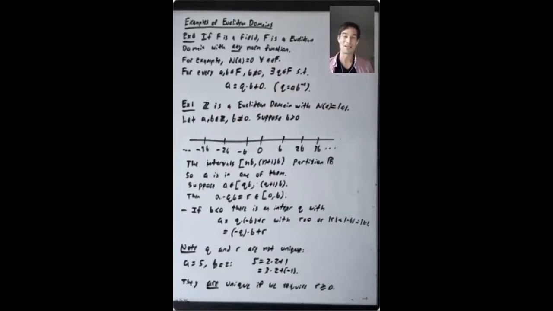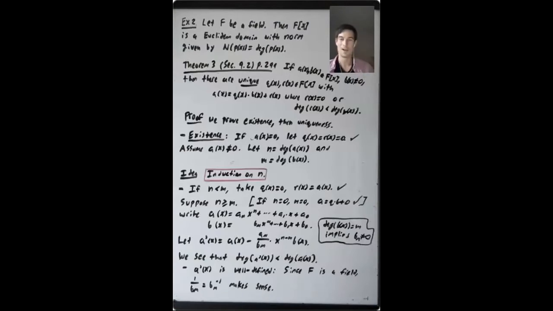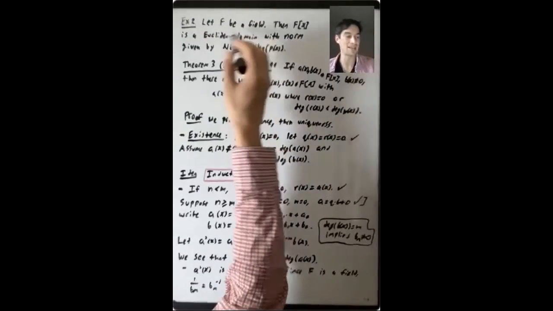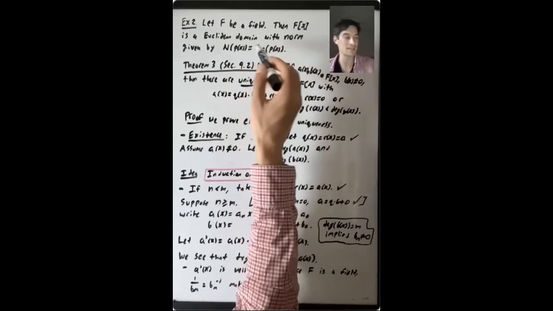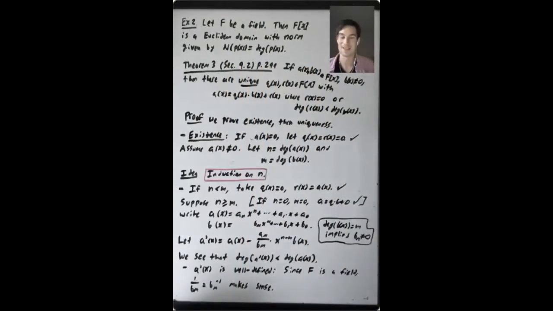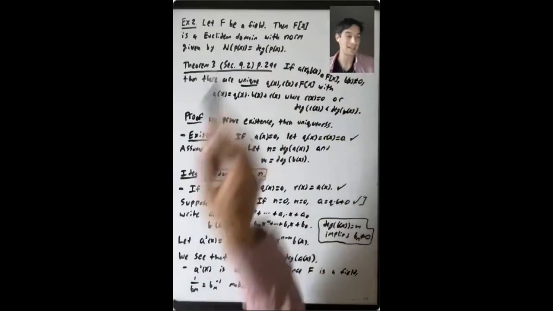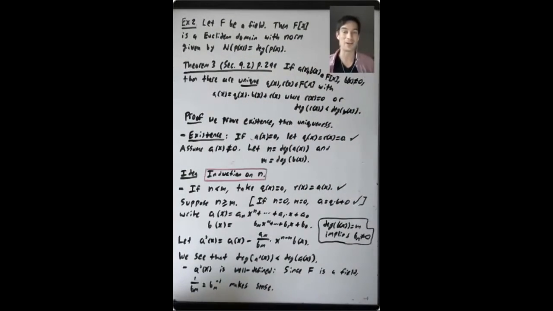All right, so I'm going to pause and erase, and then I'll come back to an example that we talked about in the first video, which is going from Z to F bracket x. Our next big example comes from polynomials. Let F be a field. Then F bracket x is a Euclidean domain with norm given by the norm of p of x is the degree of p of x. And the proof of this is a statement that comes later in Dummit and Foote.